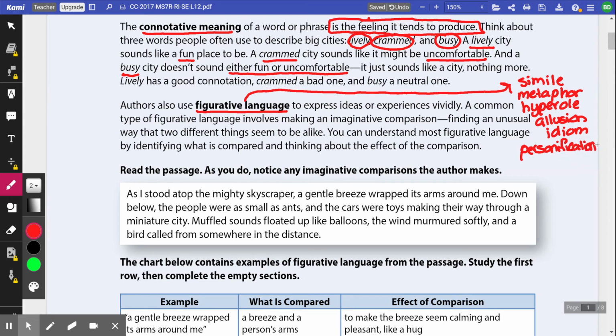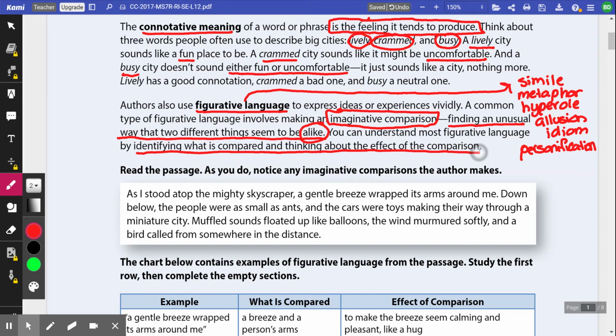So each of these are different. These are all different types of figurative language authors can use. So figurative language is used to express ideas or experiences vividly. A common type of figurative language involves imaginative comparison, which is finding an unusual way that two different things seem to be alike. You can understand most figurative language by identifying what is compared and thinking about the effect of that comparison.